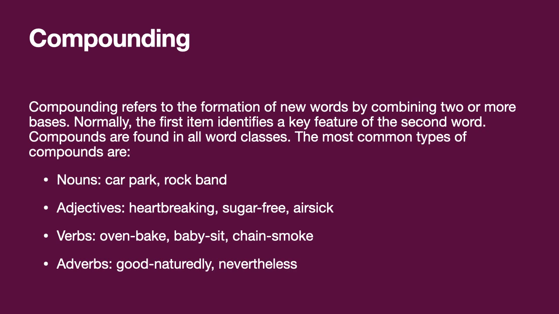And there are some examples given here. In the case of nouns, we have words like car park, rock band, etc. So car plus park, car park. Rock plus band, rock band. Adjectives: heartbreaking, sugar-free, air sick. Verbs such as oven bake, babysit, chain smoke. And adverbs such as good-naturedly, nevertheless, etc. These are all examples of compound words, and the process of forming compound words is called compounding.